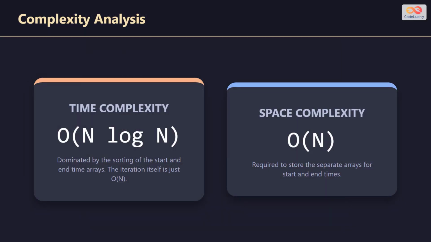The time complexity is dominated by the sorting step, making it O(n log n), and the linear scan we do afterwards is just O(n). For space complexity, it is O(n) because we create 2 new arrays of size n to store the start and end times.